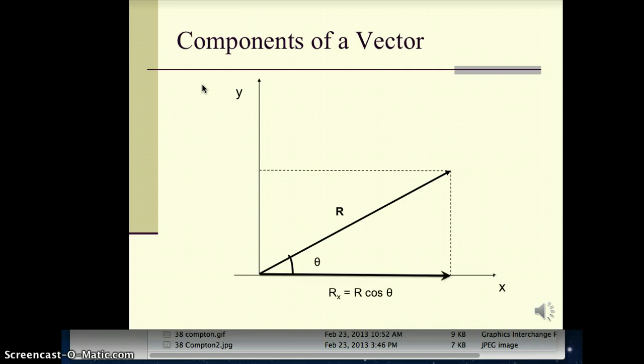Well, these are right triangles in the figure, so we can find out what the adjacent side to the angle theta is, and that r sub x, the x projection, is the hypotenuse of the triangle times the cosine of the angle. Likewise, the y projection, or the y component, is going to be the hypotenuse times the sine of angle theta.